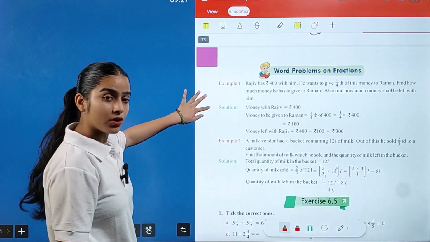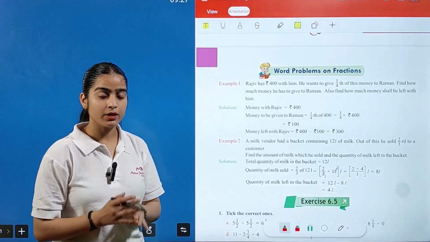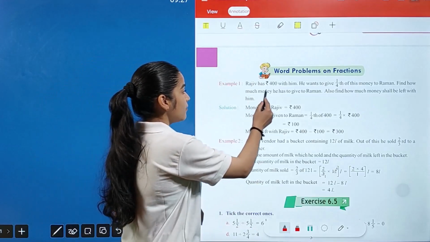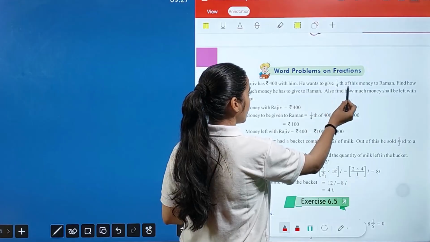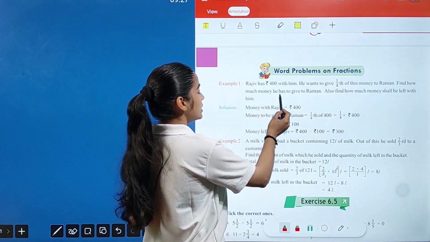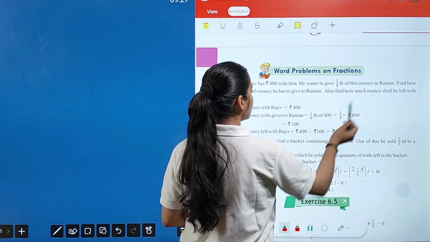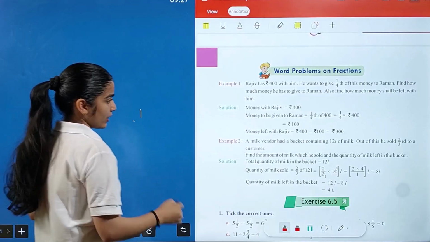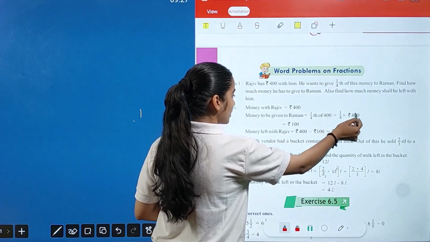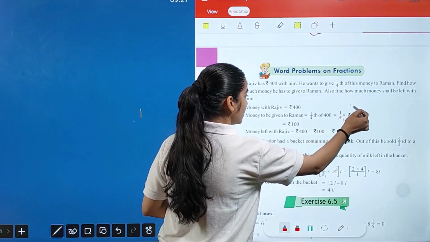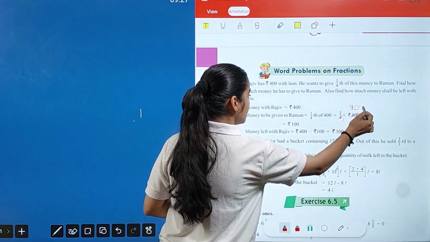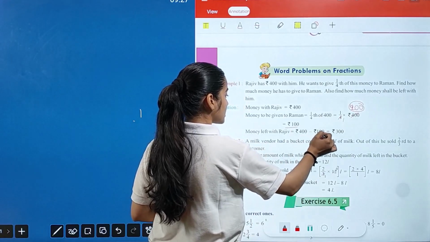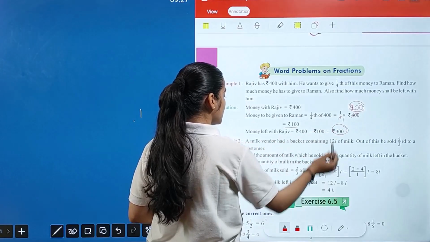Now, word problems on fractions. The same process we have to repeat here, but now we have day-to-day situations where we have to apply fractions. Rajiv has 400 with him. He wants to give 1/4 of his money to Raman. Find how much money he has to give to Raman. Also find how much money shall be left with him. So you have to find 1/4 of 400. 4 ones are 4 and 4 ones are 4 and you have the same 0. So your answer will be 100. 400 minus 100 is 300. So money left with Rajiv is 300.